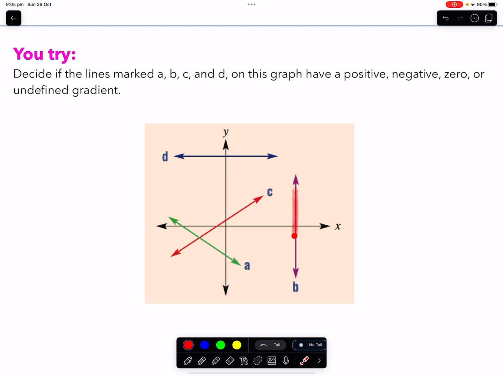The line here for B is perfectly straight up and down. It's like an infinite gradient, so that's undefined. So that's the answer for B. For question C, again, if he wants to climb this one, he's going to have to go up. So that will be a positive gradient, so it'll be a positive number. Last one here, D. If he was to follow that, he's not falling, he's not rising, so he is staying the same. There is no steepness, so the gradient here is 0.